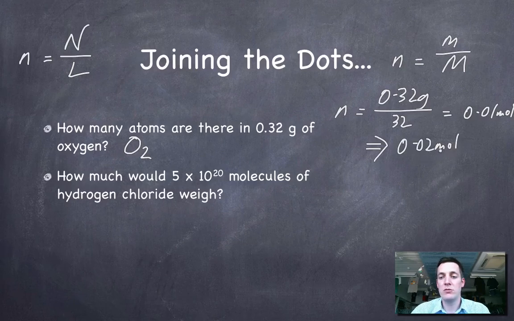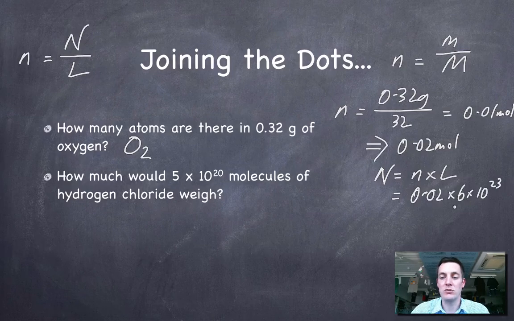And 0.02 moles, well, how many particles is that? Well, the number of particles is the number of moles times Avogadro's number, which is n times L, which is 0.02 times 6.02 times 10 to the 23. And that equals, I should be able to do that in my head, but I'm being a bit lazy here, 1.204 times 10 to the 22 atoms.